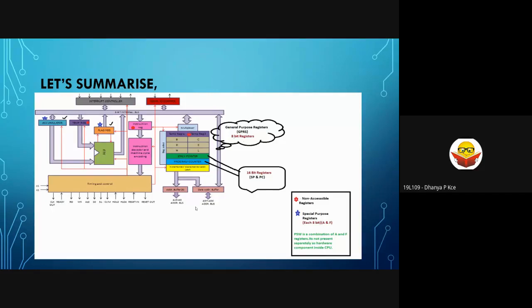Special registers, A and F. And we have temp registers, which are marked red in color. Those are non-accessible registers. Temporary register, instruction register, temporary registers W and Z, all those come under non-accessible registers. And the last point which I've given is PSW. It's a combination of A and F, but it's not present separately as a hardware component inside the CPU.